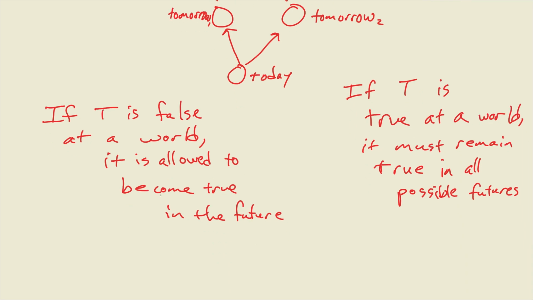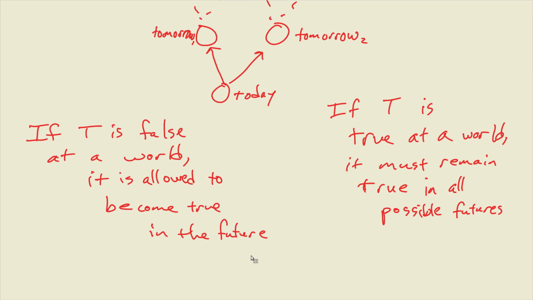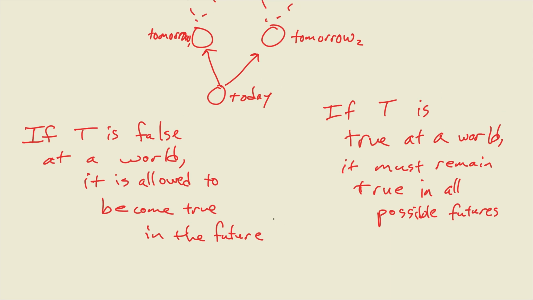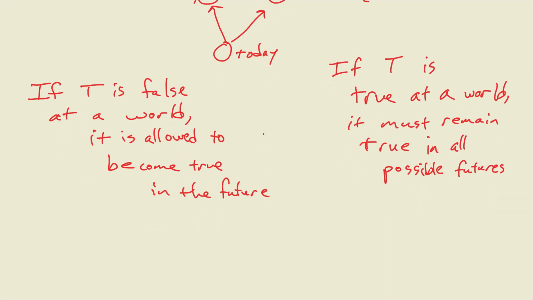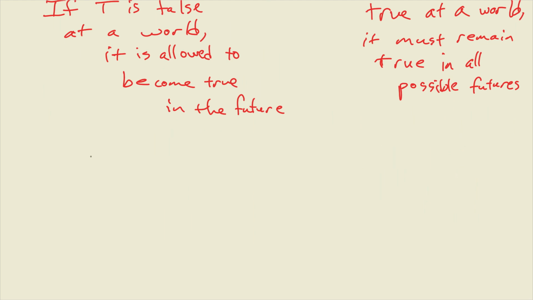Not a philosophical perspective I actually share personally, but that does jive with that. Anyway, so if things are false, they could become true. And so the way we set this up technically is that we have an idea of a Kripke frame.